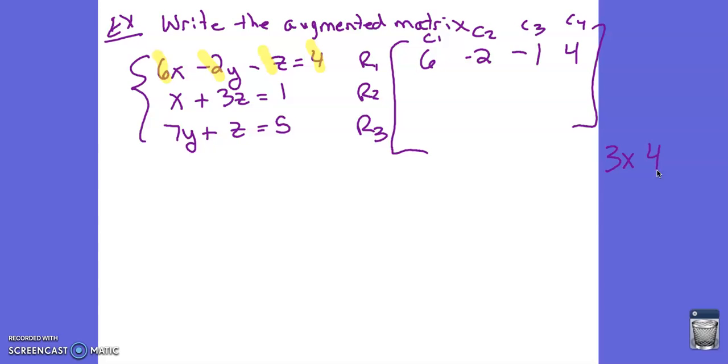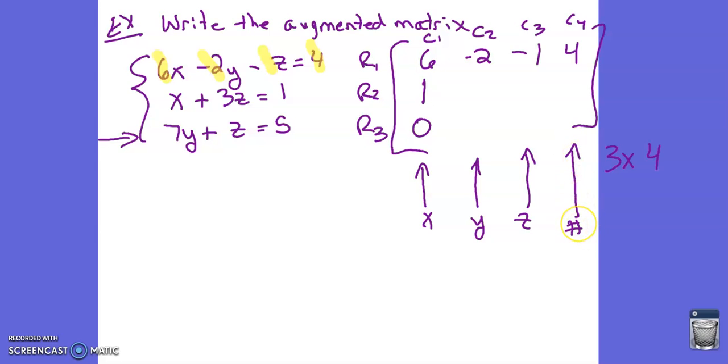All right. Now notice this first column is your x's. So this is 6, 1, and notice there is no x on the third equation, so I'm going to put a 0 there. And then the next column is your y's, the next is your z's, and then this is your final number.